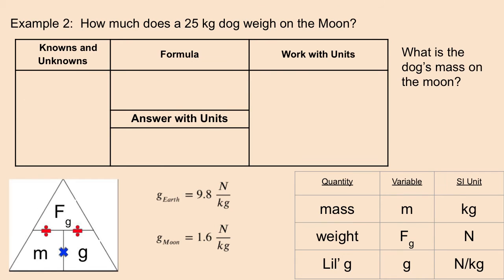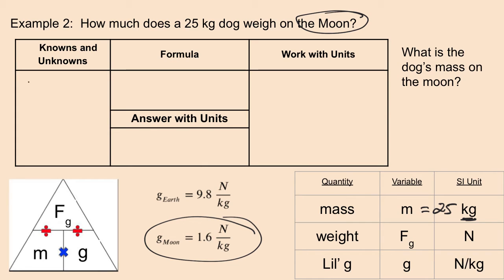All right, let's do the next one. Ooh, we have a 25 kilogram dog again, but this time he's on the moon. So if he's on the moon, I know that means I'm going to use that guy. Okay, so let's do this again. 25 kilograms. I look at my table of friends. There's my kilograms. So I can just make this m equals 25 kilograms. Asking again about the weight.